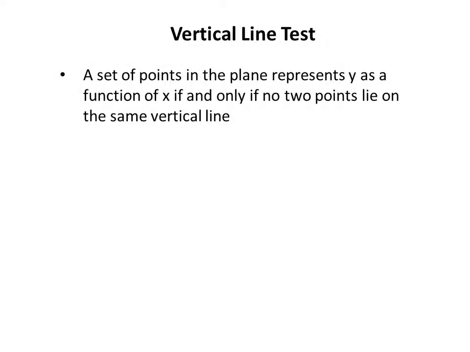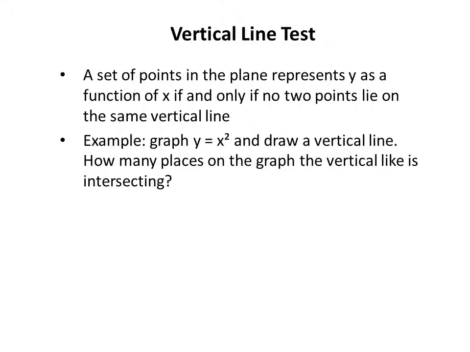So what does that mean? If you have a graph, for example, you can graph y is equal to x squared. So go ahead and graph y is equal to x squared in your graphing calculator and see what we get. It's going to be an upward-opening parabola. Now draw a vertical line. What is a vertical line? It's parallel to the y-axis, right? It's a straight line. If you draw that vertical line, see how many places it crosses the graph.